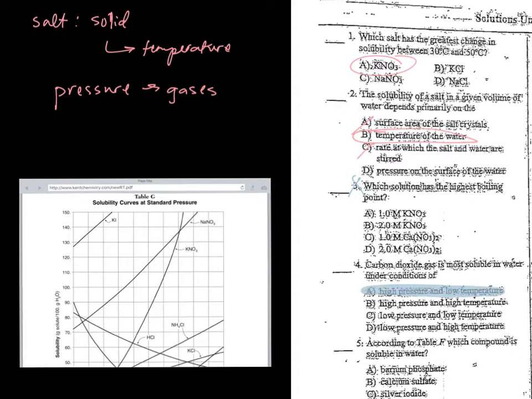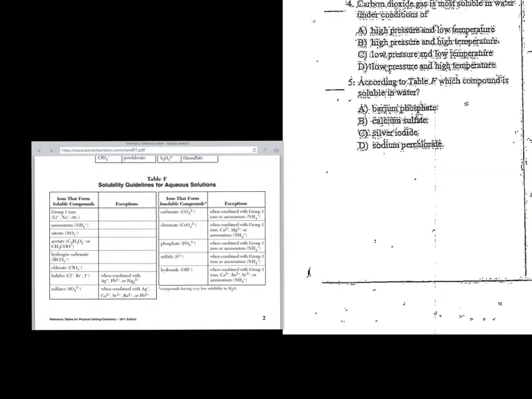Low temperature, soda is really good under low temperatures and high pressure. That's why it's freshest when it's sealed inside that can. The moment you open the can, you're releasing some pressure, and that's when it starts to fizz and sort of not get as fresh. So that's why soda is our best analogy for figuring out solubility for gases. Okay, let's move on.